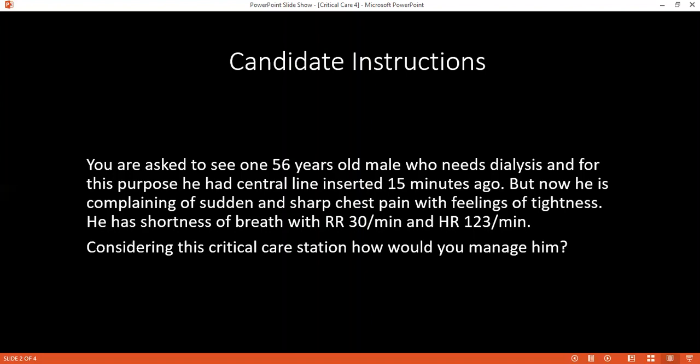Anything else that you have missed? Under ultrasound guidance. We need strict aseptic measures to be used. Yes. And how would be the position of the patient?